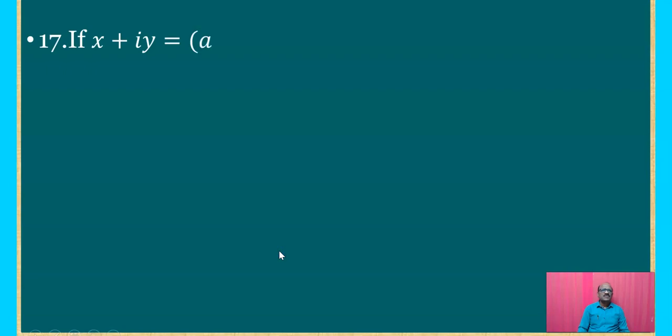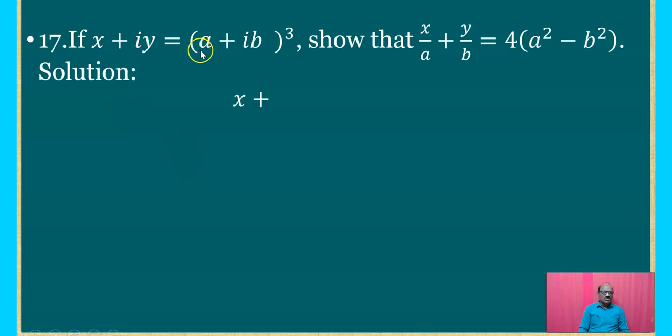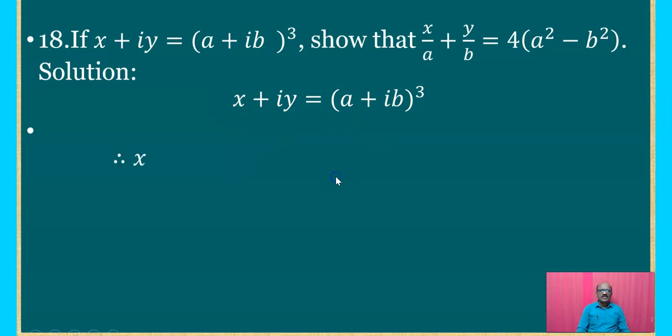Next example. By mistake, this is question number 18. If x plus i y is equal to (a plus i b) whole cube, then show that x upon a plus y upon b is equal to 4 (a square minus b square). Now see this. First of all, x plus i y is equal to (a plus i b) whole cube. Then the expansion of (a plus i b) whole cube.